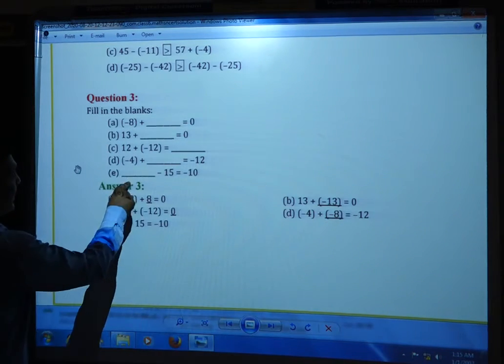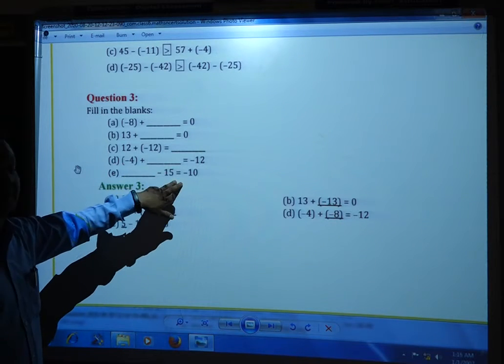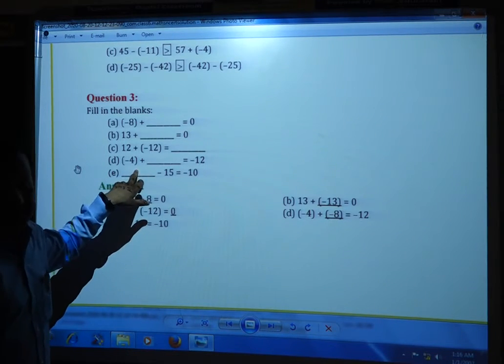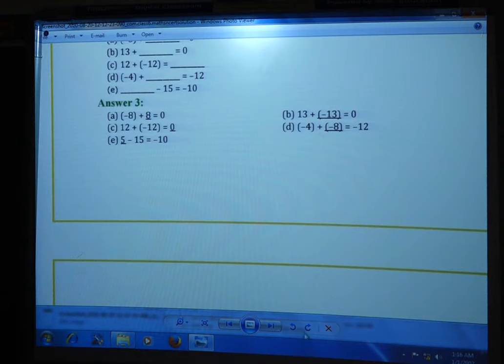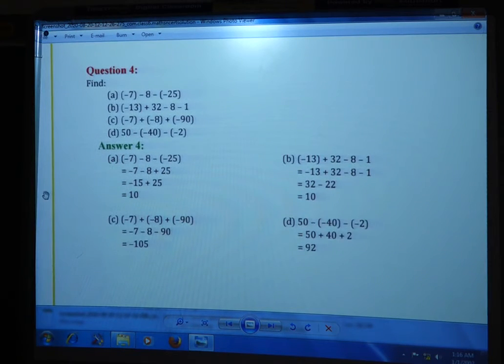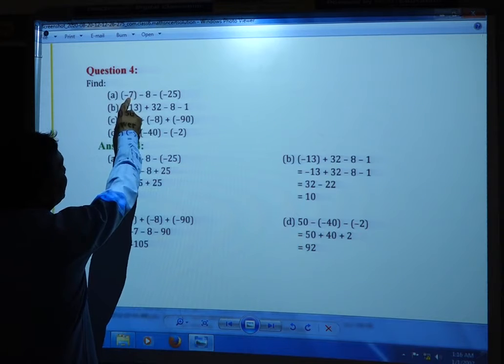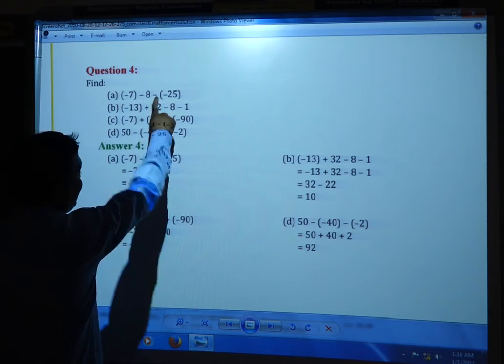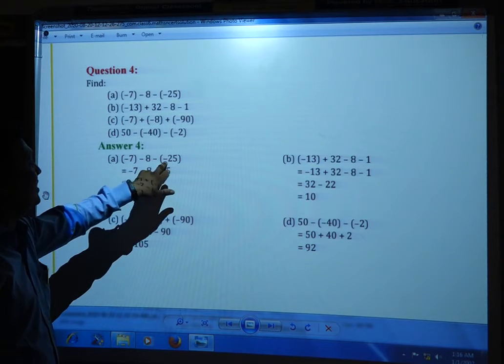Next number. Dash minus 15 is equal to minus 10. So 5 minus 15 is equal to minus 10. Here is 5. Now, next question. Last question of this lesson. Find minus 7 minus 8 minus 25. So here minus 7 in bracket, minus 8 minus 25.